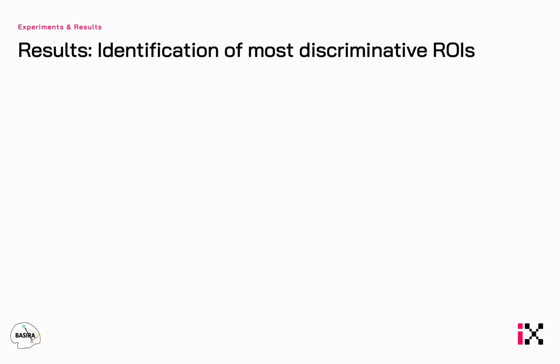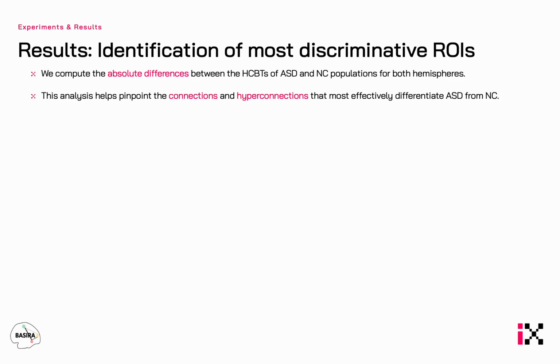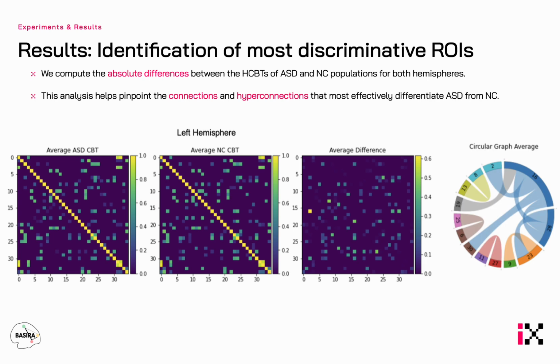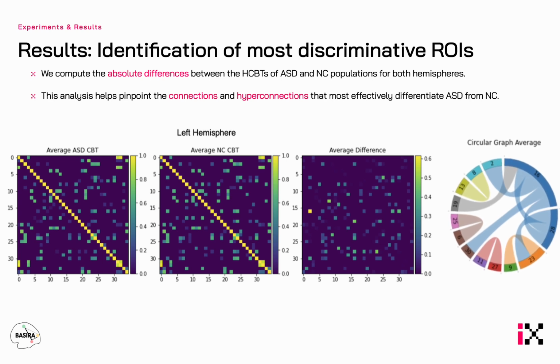Finally, we identified the most discriminative hyperedges. Specifically, we computed the absolute difference between the HCBT of ASD and the HCBT of NC populations for both hemispheres, and the results are reported in this circular graph, where we were able not only to identify the pairwise connections, but also the hyperconnections that most effectively differentiate ASD from NC.